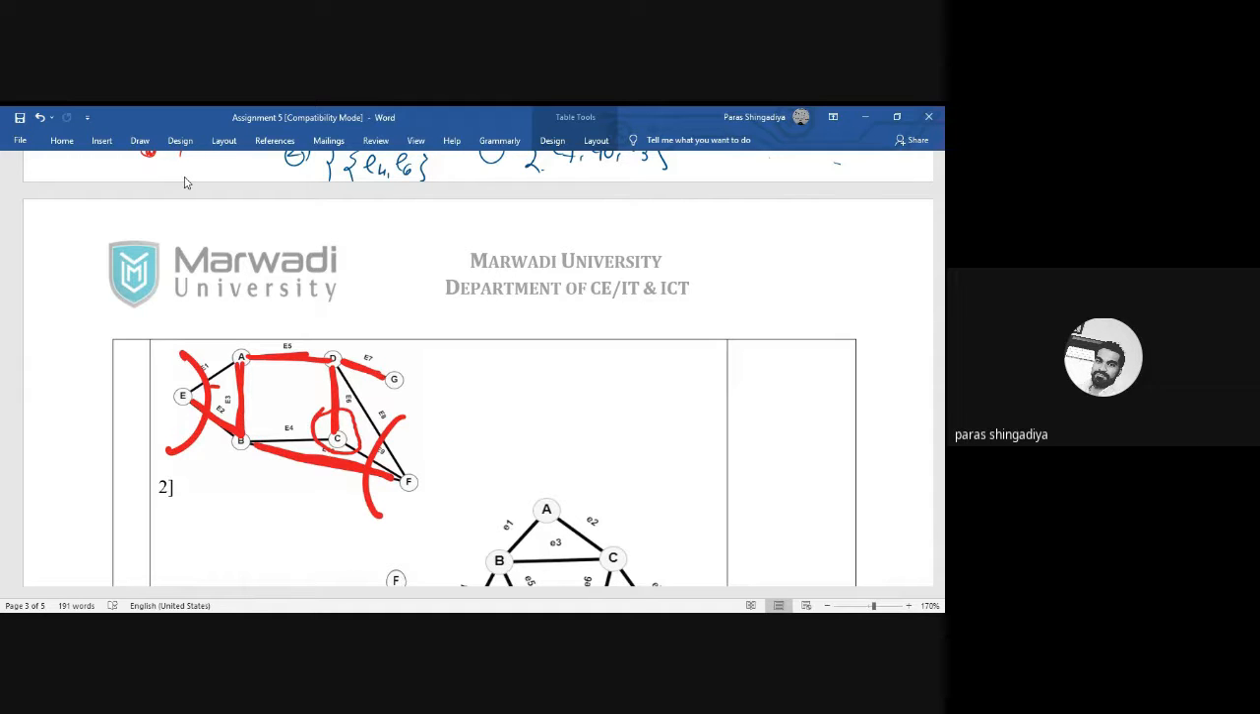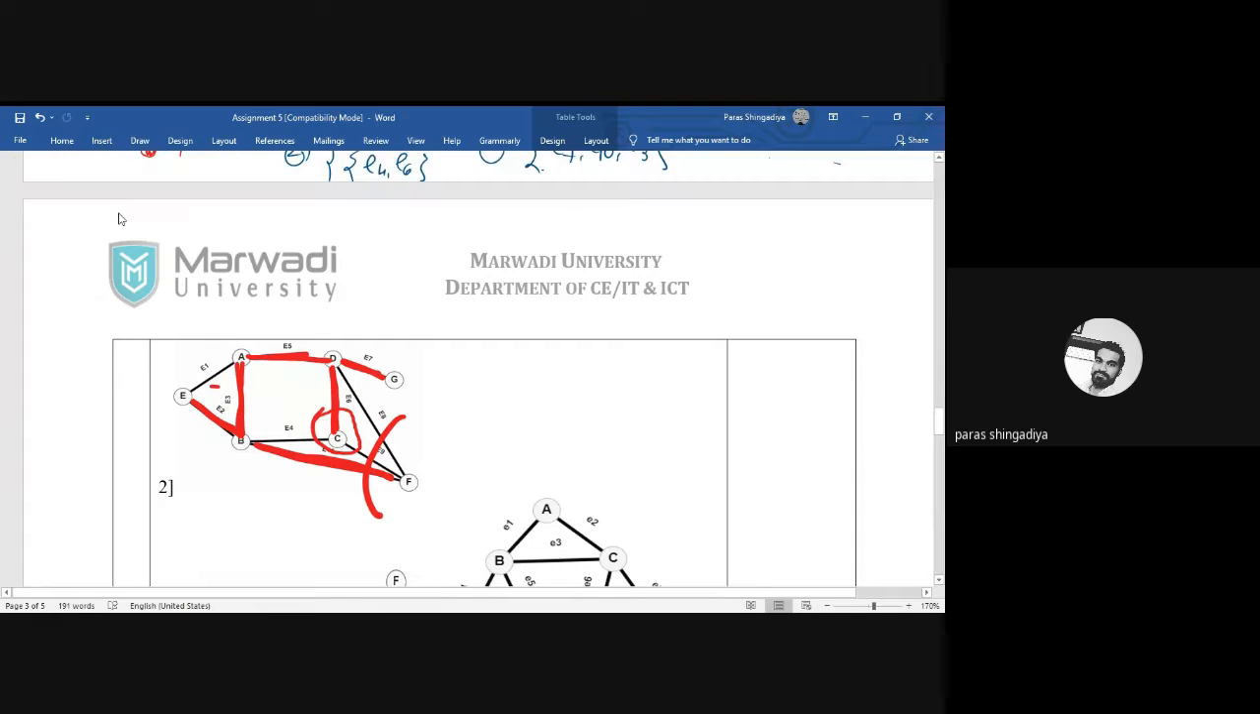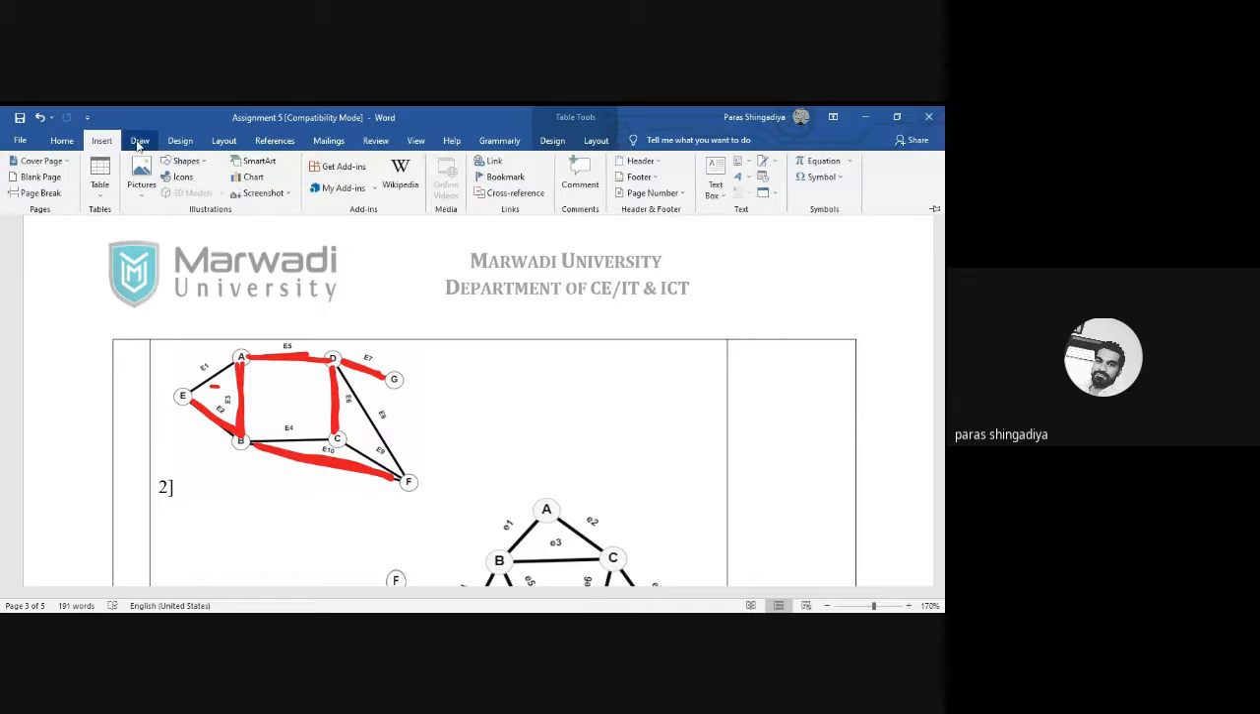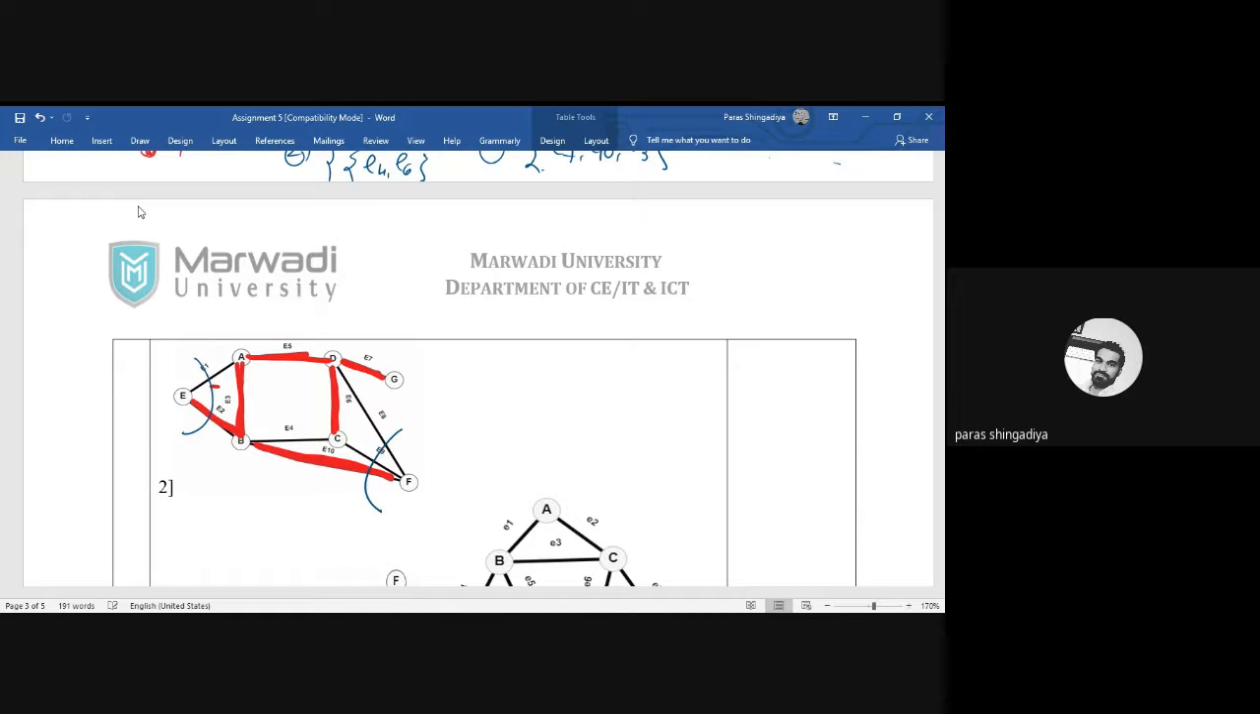Okay, and if you change the spanning tree, you can find some more answers also. It is not compulsory that you will always get only three answers. You can find some more answers. Okay, as per the spanning tree you will get the answer. That is the first, that is the second, that is the third one.